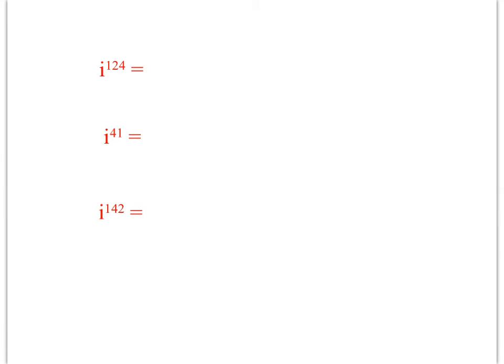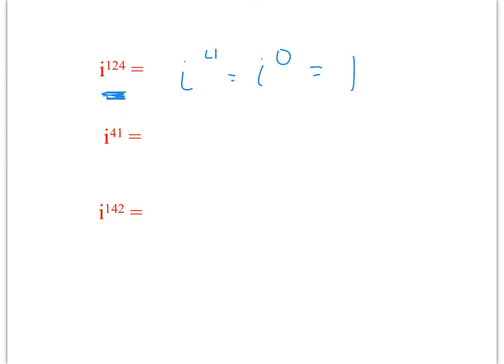So looking at these problems right here, i to the 124th power. 124 is a multiple of 4. 4 goes evenly into 124, so this is just like i raised to the 4th power, or i to the 0 power, which of course is 1.